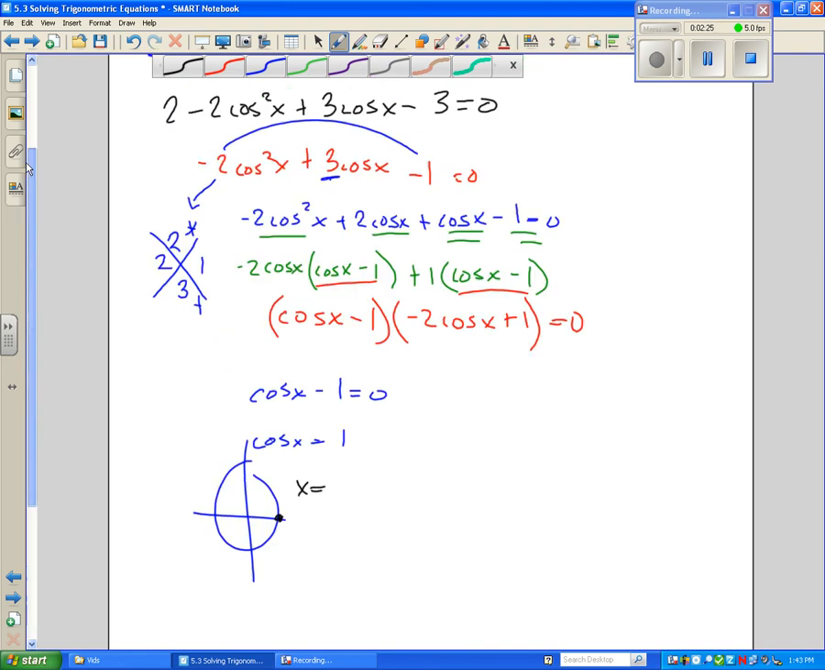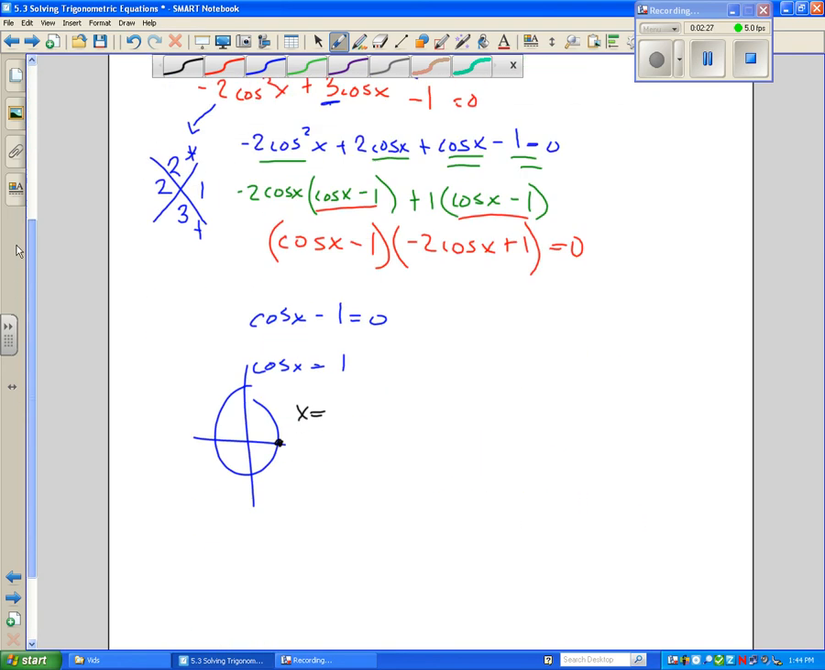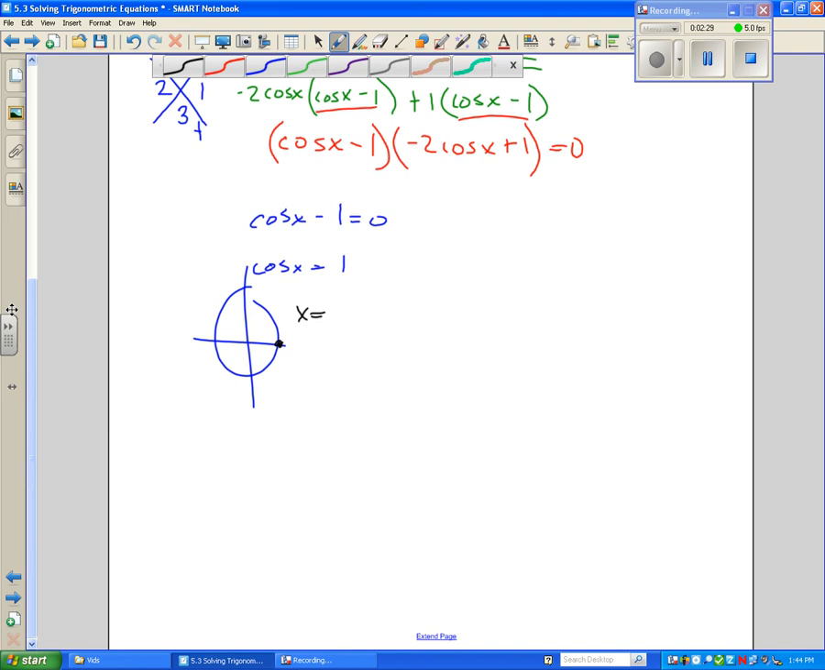But let's check to make sure this isn't between 0 and 2 pi, and it's not. So this is 2n pi, which means every integer value of a circle. Let's take the other one and solve for cosine x by subtracting 1 dividing by negative 2.